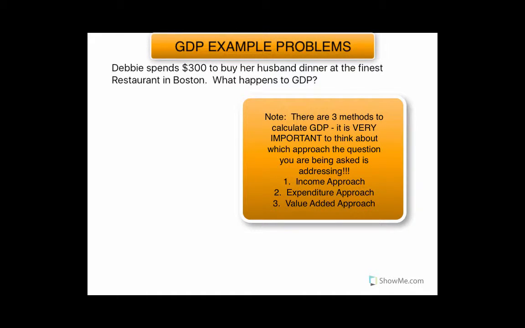Alright, continuing on with our calculations of GDP and understanding of how it's influenced, we're going to do a few different examples. So, I'm going to go ahead and write out the equation. GDP equals C, consumption, plus G, government, plus I, investment, plus X for net exports.